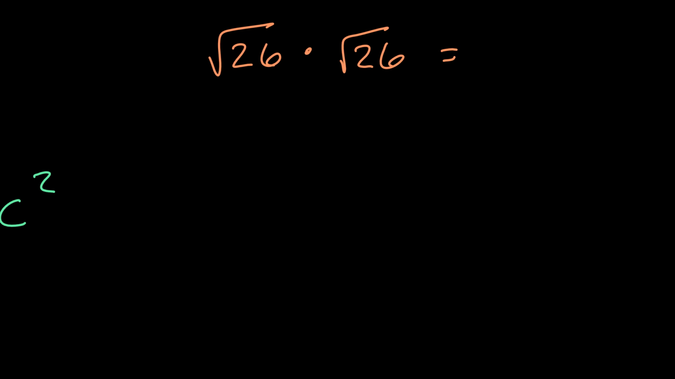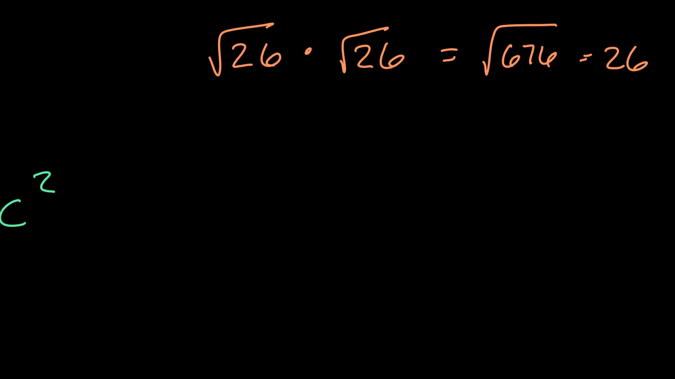No. So all you have to do when you're multiplying radicals is you multiply the number inside. So it remains under a radical, but now it's 26 times 26, which is? 676. Good. What is the square root of 676? Oh my gosh, it's 26. Look, anytime you multiply a radical times itself, it's just the number inside.